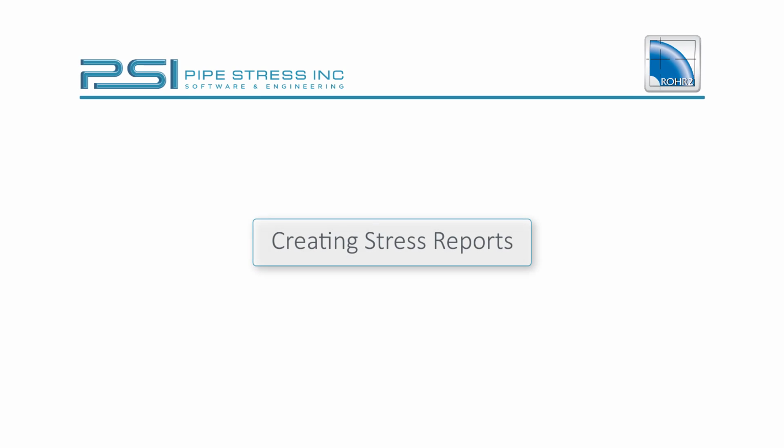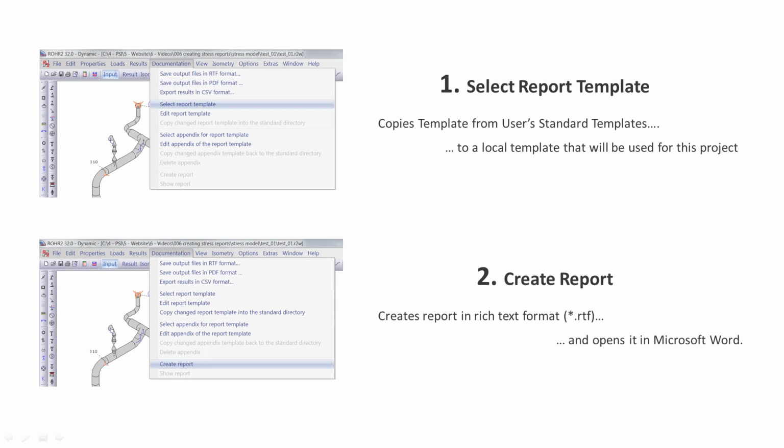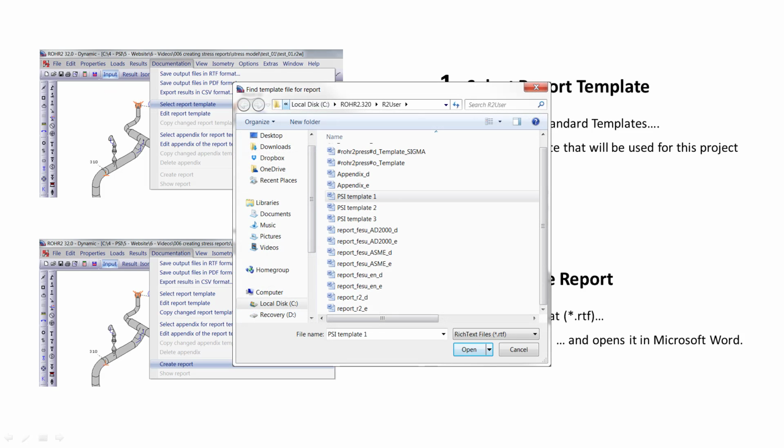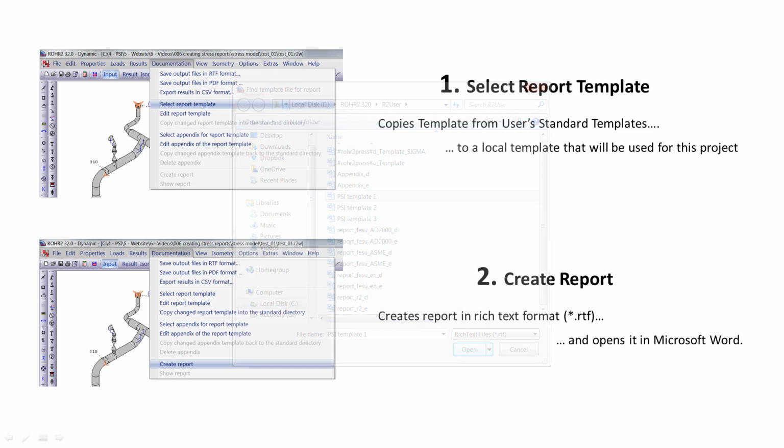Creating stress reports in ROHR2 is a breeze. The report creation in ROHR2 is driven by a template. First, you have to select which template you want to use by clicking on Documentation and then on Select Report Template. You can choose a template that comes standard with ROHR2, or you can create your own. Next, you click on Create Report, and that's all there is to it.